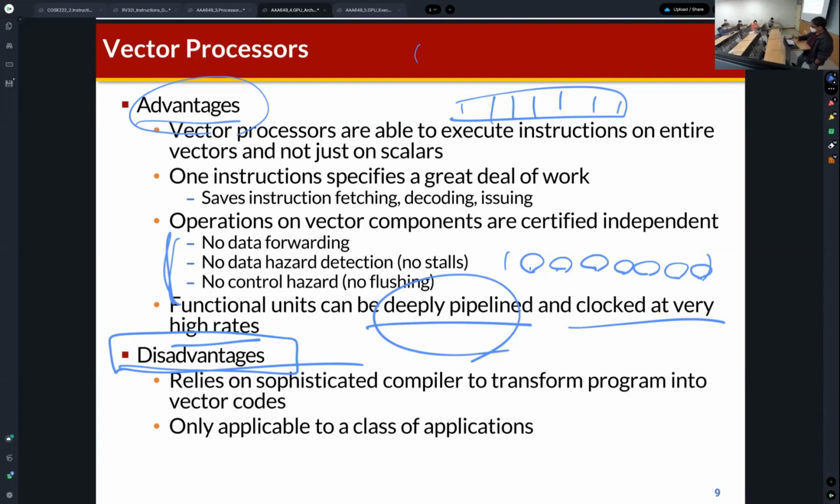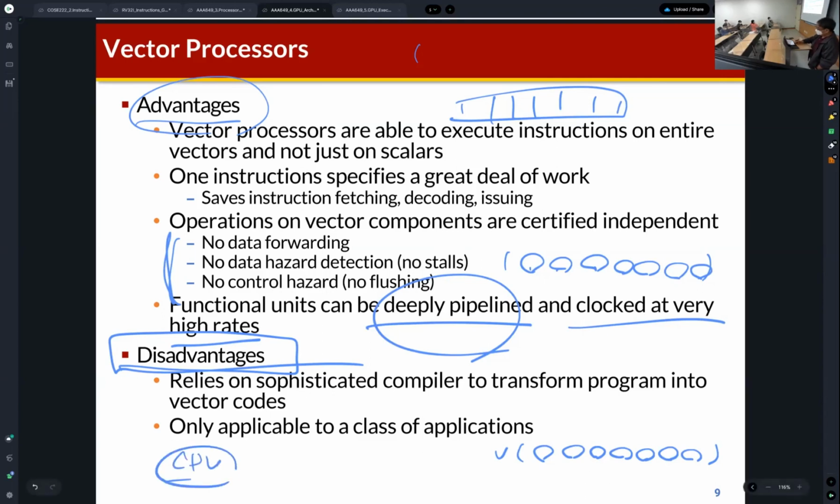Actually, vector processors or array processors can only support vector type instructions. Only vector type instructions, which have multiple elements inside a vector. So this type of architecture can be applied only to a specific type of application or a specific type of data, not every type.